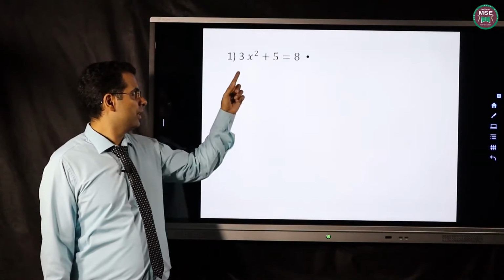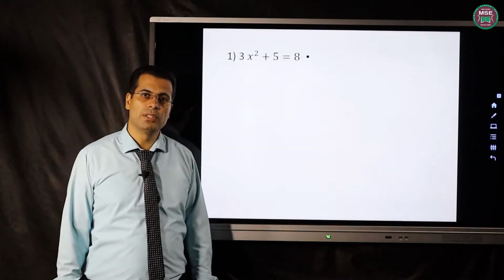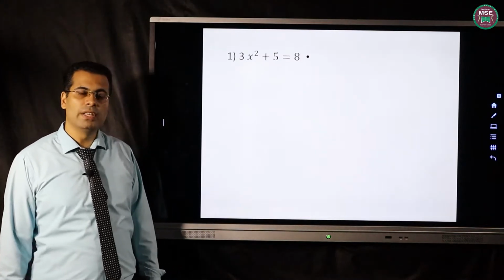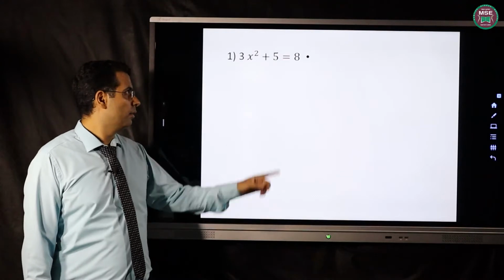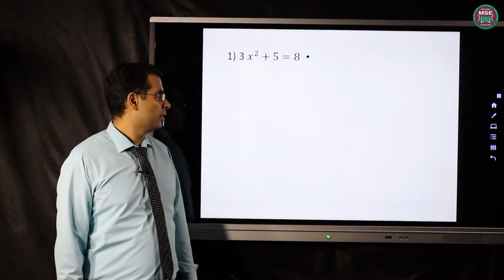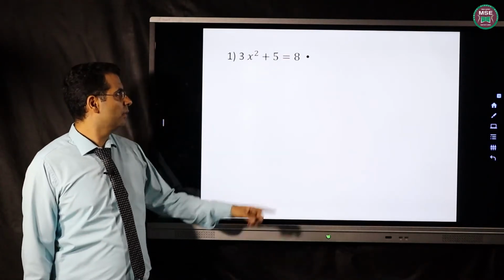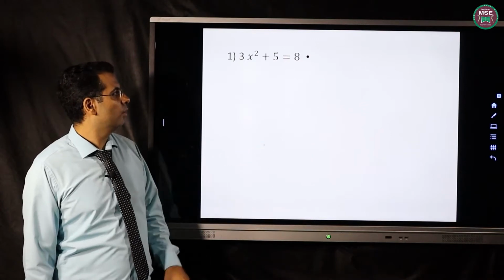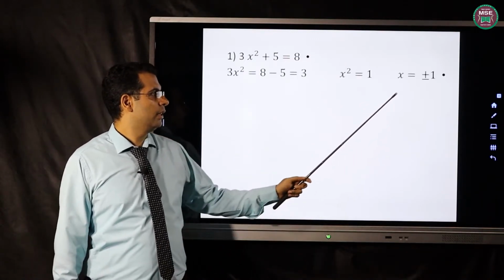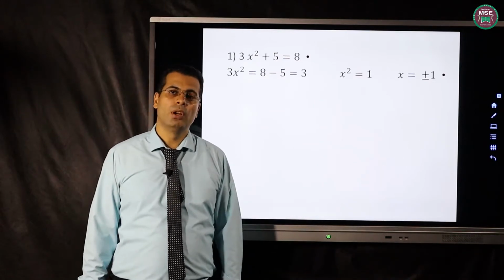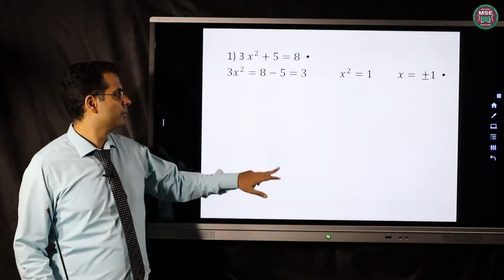First one, 3x power 2 plus 5 equals 8. We want to find x, and we want x to be alone on its side. Then 5 goes there, minus 5: 8 minus 5 equals 3, divided by 3 equals 1. Therefore, x power 2 equals 1, and we take the square root, therefore x equals positive or negative 1.